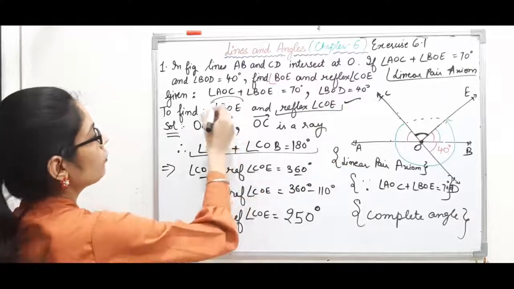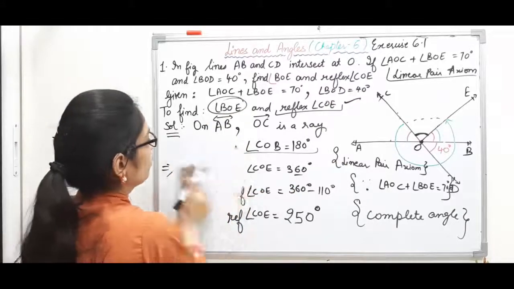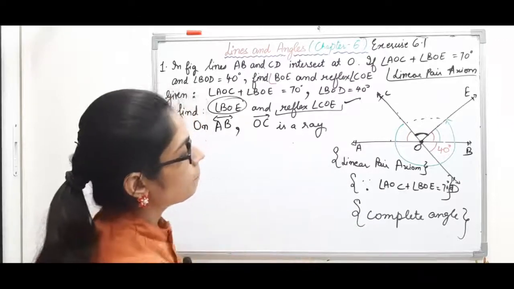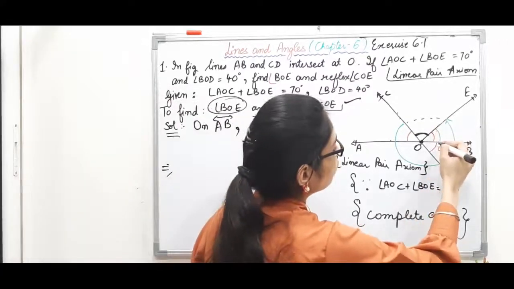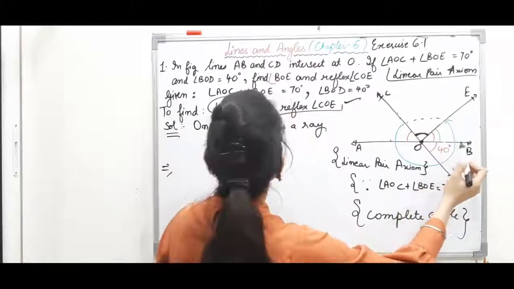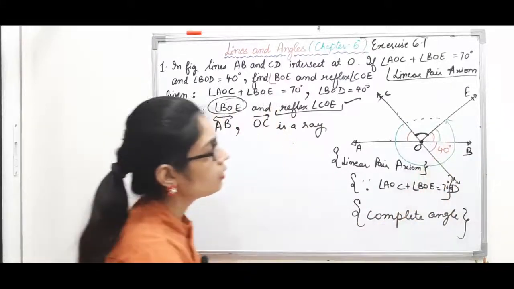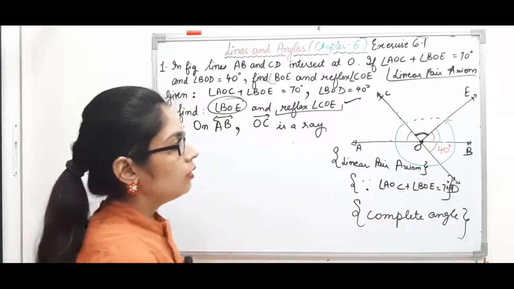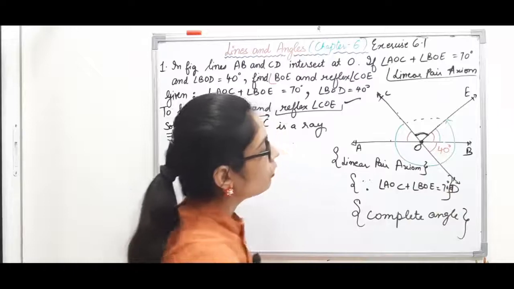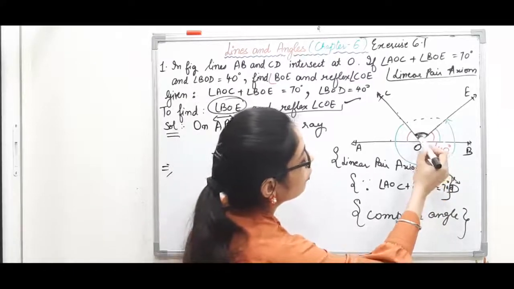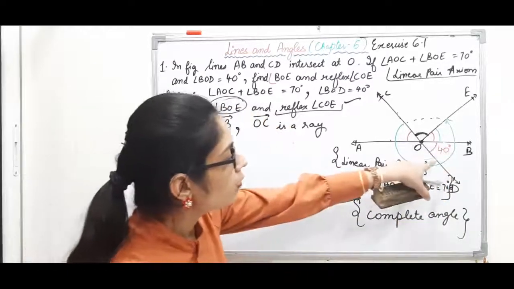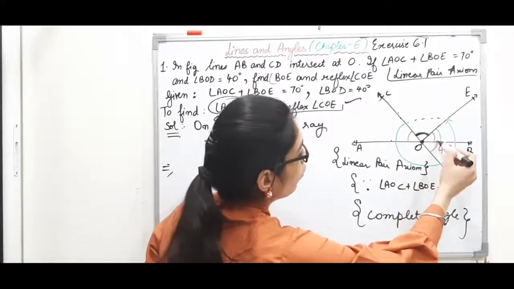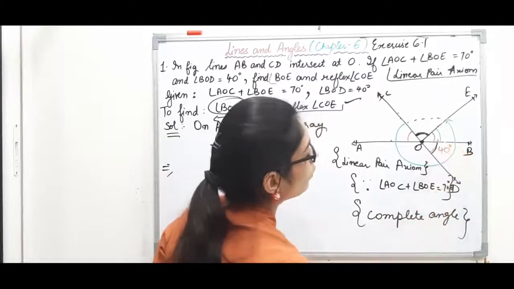Now the other angle we have to find, angle BOE. BOE is this one. See, I have marked it with green pen. BOE we have to find. Now you have the value of this angle, but no need to use. See, we have the value of this angle and we have the value of this angle. So it is equals to 40 degrees.